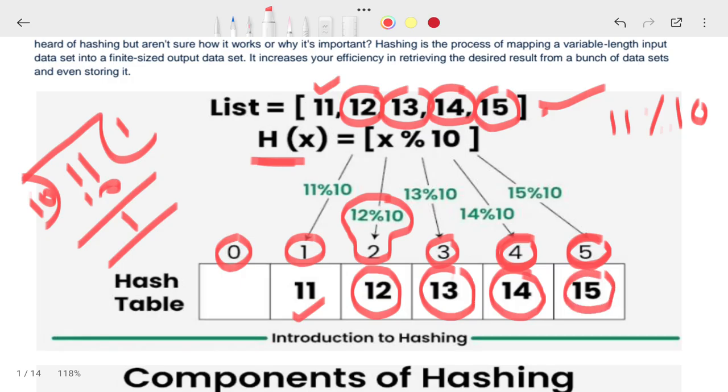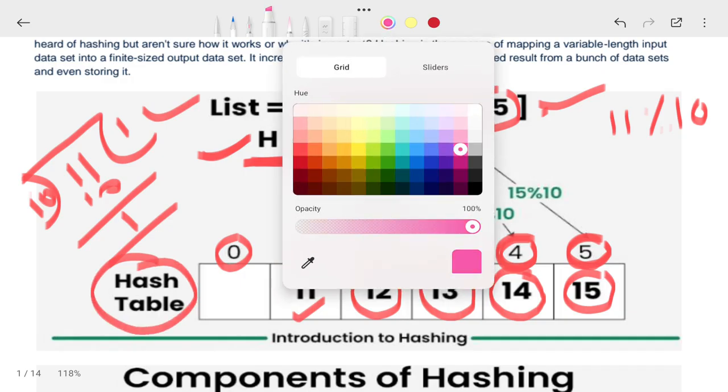So this is a hash. Hash means you have a function. This is the hash function, and this is the hash table. I think that you understand.